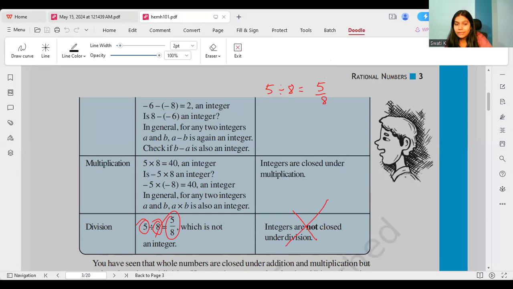What you can do is make a proper chart where you write all the properties' names and all the operations, and you can just tick. It is satisfying, yes. It is not satisfying, no. Satisfying, yes. Not satisfying, no. Like that. That would be a nice practice for you.